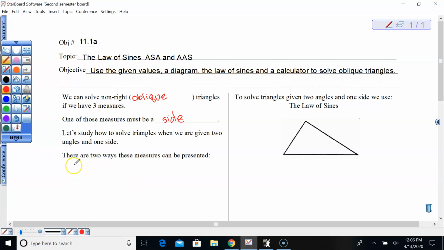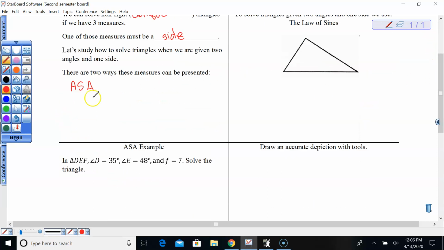There are two ways these measures can be presented, and that would be in the form of angle, side, angle, which would look like this. So I'm just going to sketch a little triangle here. And we're given, say, an angle, and then we're given this measure of this side right here, and then we're given that angle. So you can see what's happening here is the side is included between the two angles. So if this is our situation, we can use the law of sines to solve the triangle.